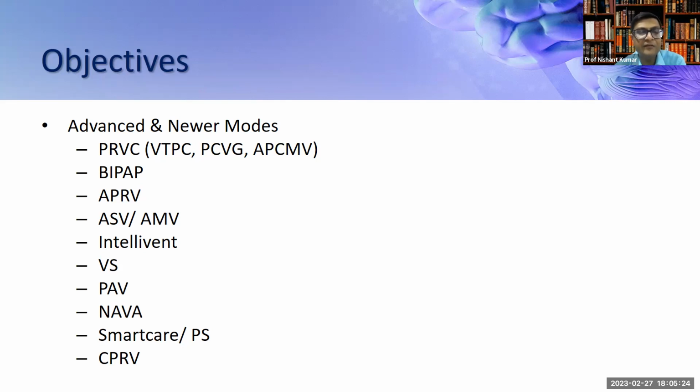And then we have the APRV, that is the airway pressure release ventilation. Then we have the adaptive support ventilation, the IntelliVent, and volume support. Now, up to IntelliVent, these are the modes which can be used for controlled ventilation as well. Whereas volume support, proportional assist ventilation, that is PAV, NAVA, neurally adjusted ventilator assist, and SmartCare pressure support are mainly used for smart weaning. And then there's the CPRV, that is the CPR volume control mode, that is used during cardiac arrest and CPR.